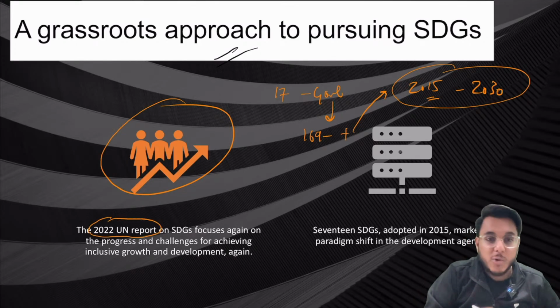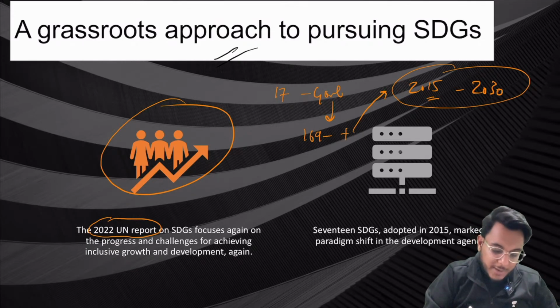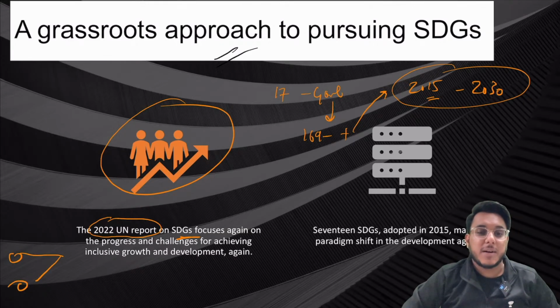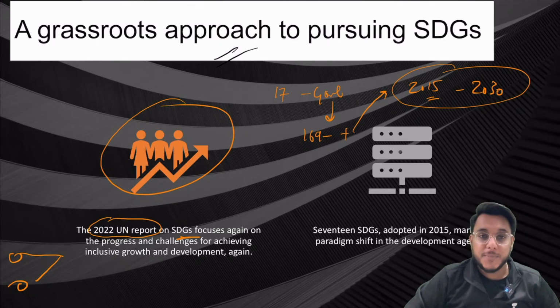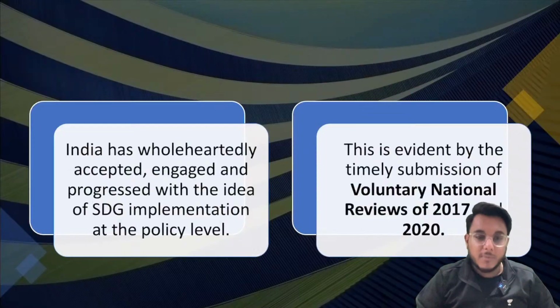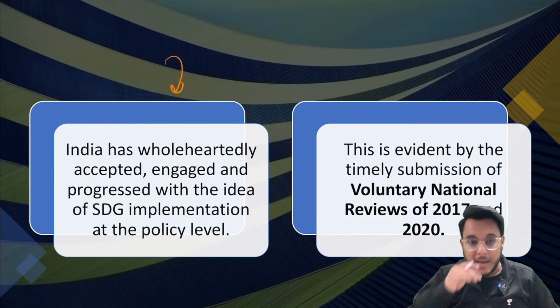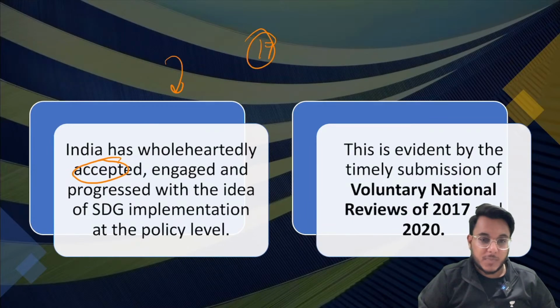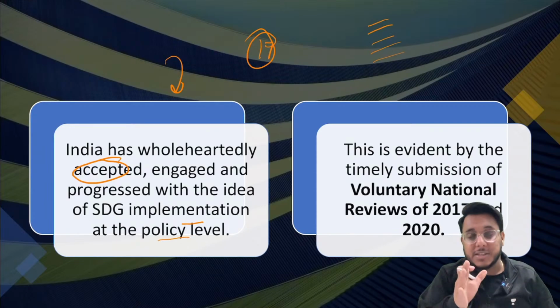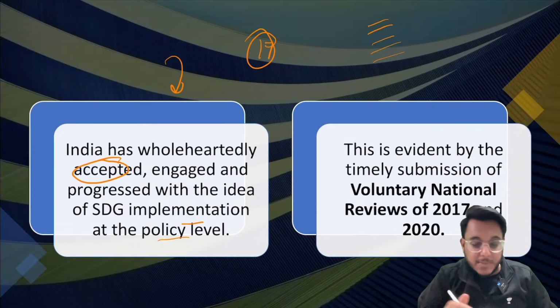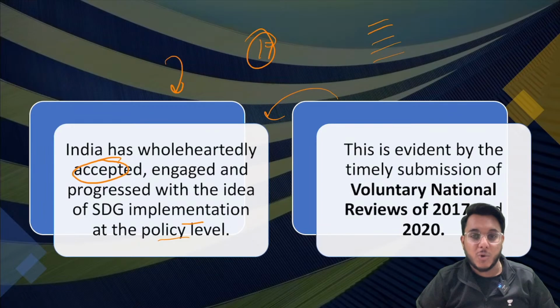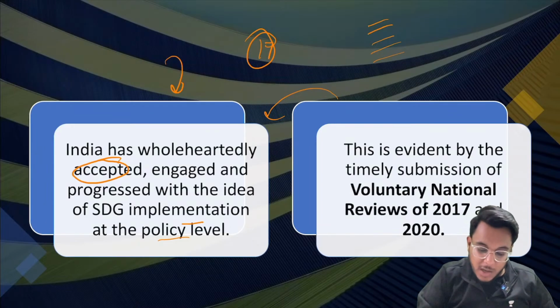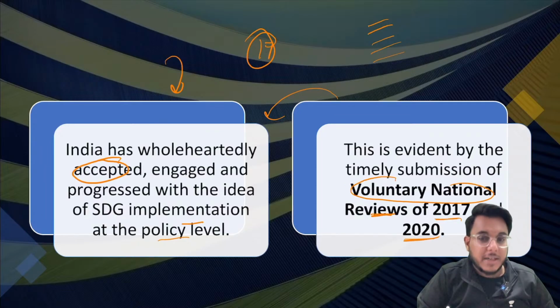So basically, recently the 2022 United Nations report on SDG has been released, which focuses on the progress and challenges for achieving the sustainable developmental goals, inclusive growth, development. They have talked about this particular thing. Now, moving on. When we talk about India, guys, India has accepted wholeheartedly the 17 sustainable developmental goals, okay, at the policy level. Moreover, India has started to pivot its policies and schemes to meet the sustainable developmental goal targets. India has also timely submitted voluntary national reviews in 2017 and 2020.